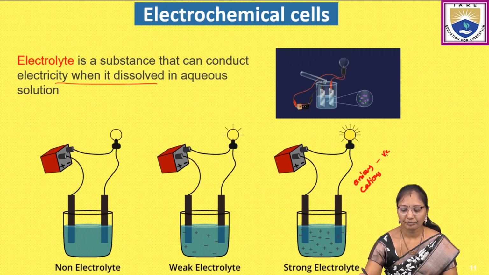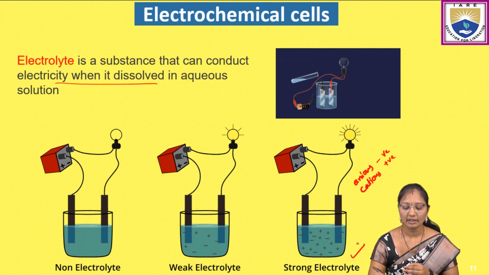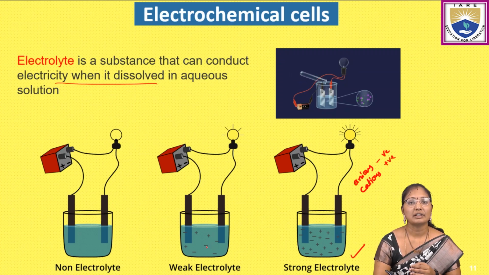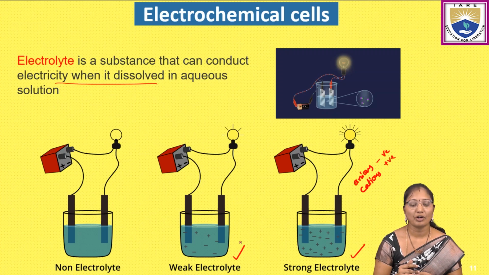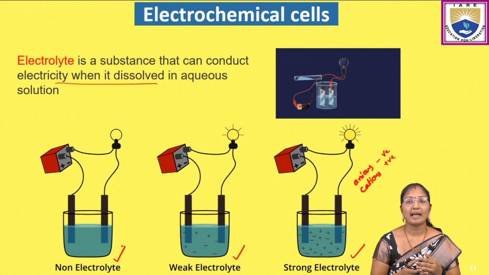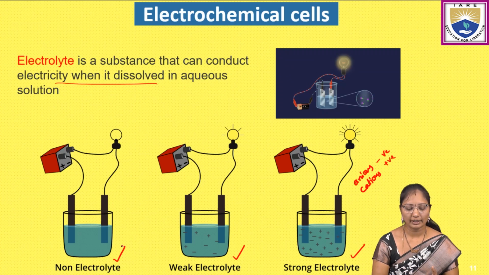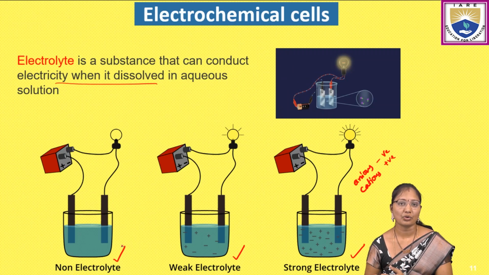If there are more plus and minus ions, the conductance will be more and it acts as a strong electrolyte. If the ion formation is less, then it acts as a weak electrolyte. If there is no ion formation, then it acts as a non-electrolyte. Same as conductors, semiconductors and non-conductors, here we have non-electrolytes, weak electrolytes and strong electrolytes.